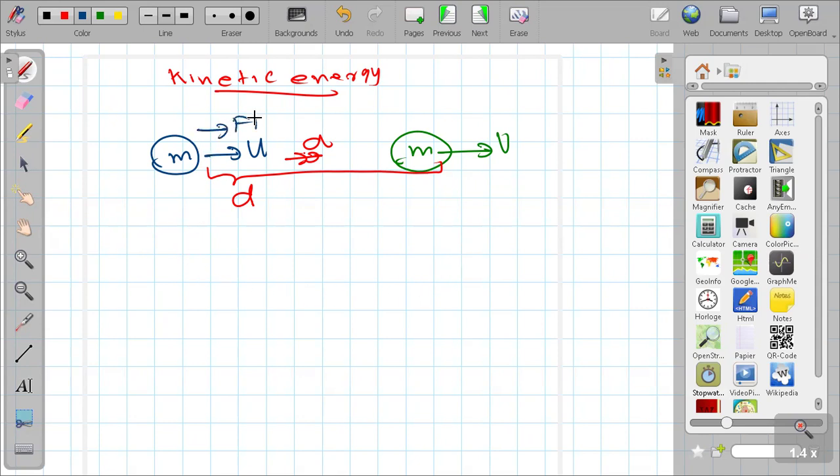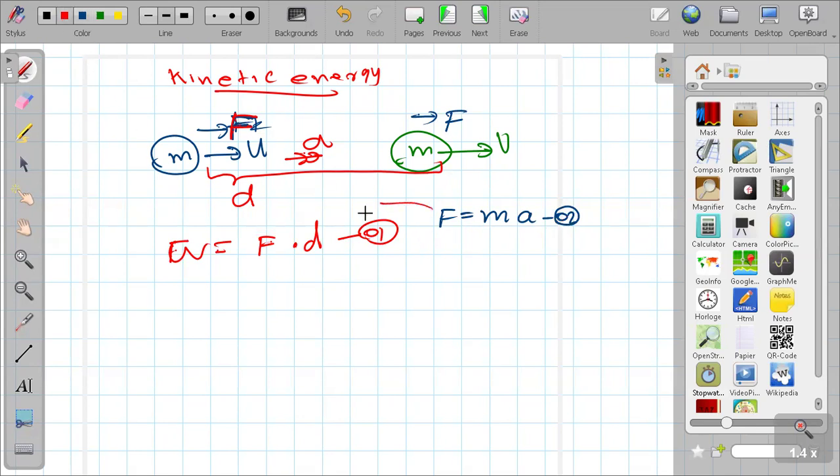We have to apply a certain force F to accelerate an object from here to here under a constant force of F. As we know, the work done is equal to force into distance. How to write the force here? If we consider this as equation number 1, F equals ma according to Newton's second law of motion.